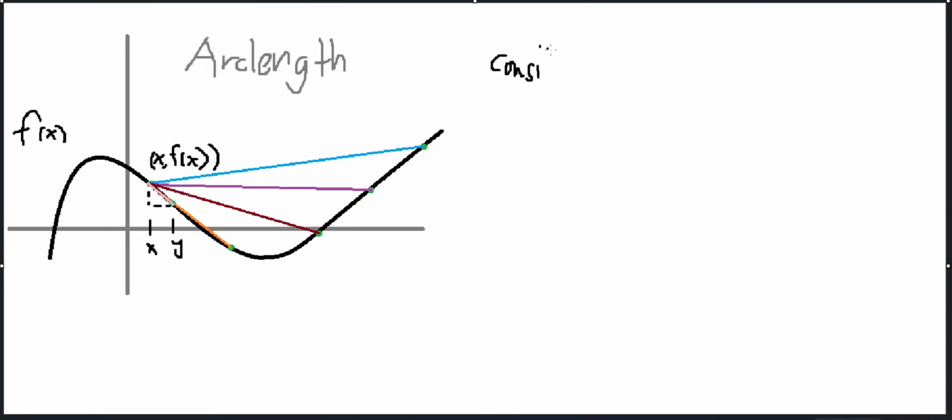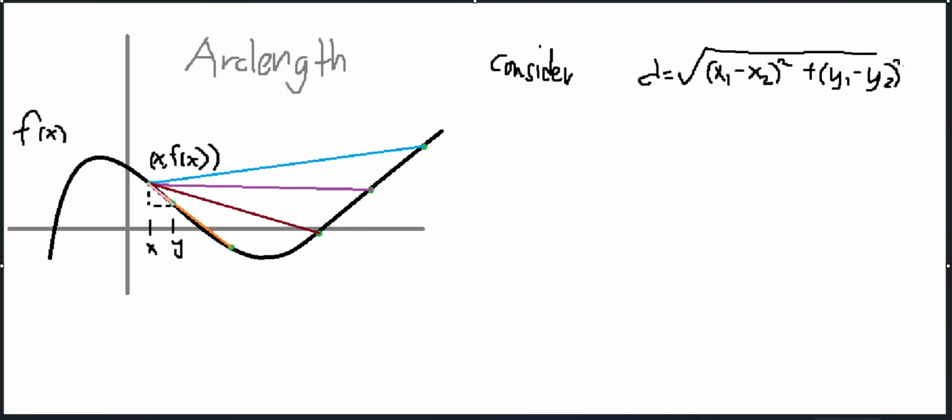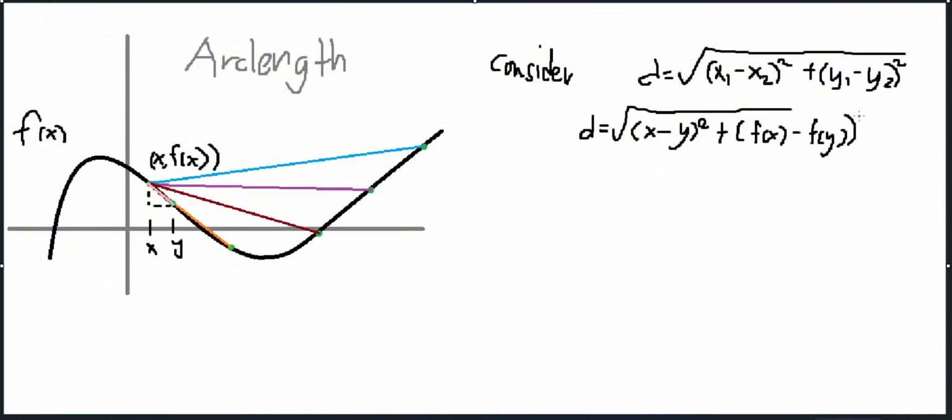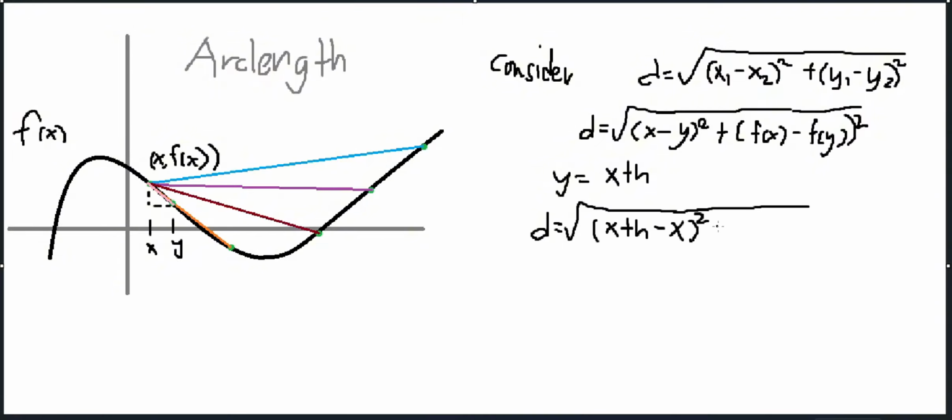Consider the distance formula, which can be used to find the length from one point to another. From our 2 points, we can now start by labeling them as x, f of x and y, f of y, which by the distance formula can be turned into this expression. Since the idea is to shorten the distance of the inputs as much as possible, we can replace y by x plus h, which maps the graph to f of x plus h.